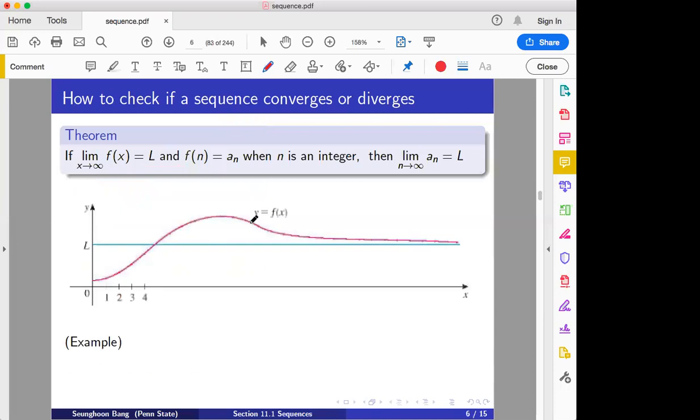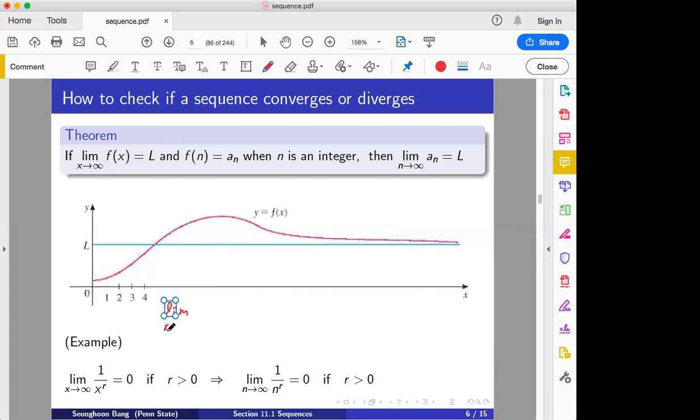So like this, the example. The limit as x approaches infinity of 1 over x to the r equals 0 if r is greater than 0. Automatically, the limit of 1 over n to the power r, as n approaches infinity, is 0 if r is greater than 0. One example, we already know this one.